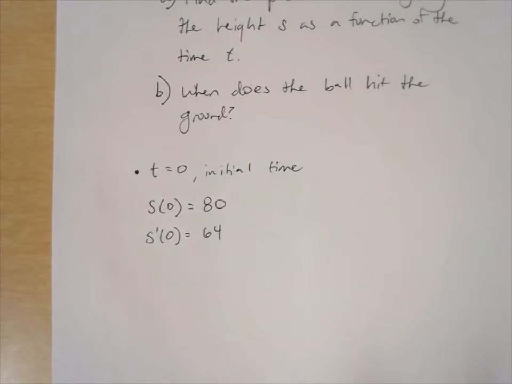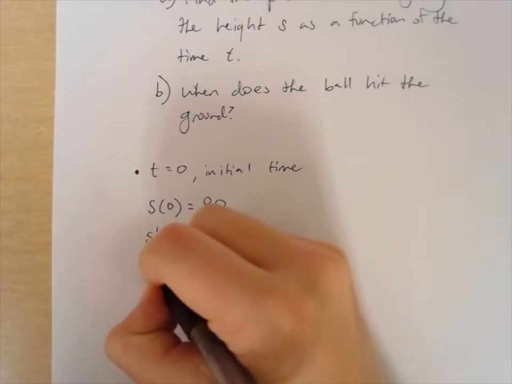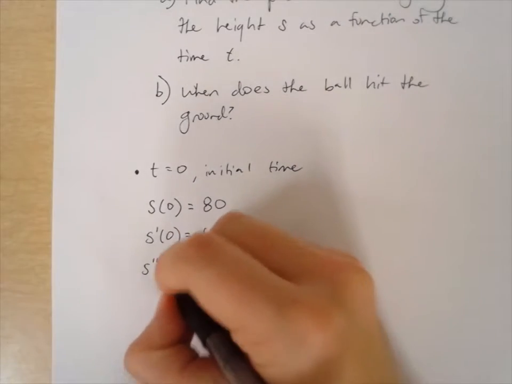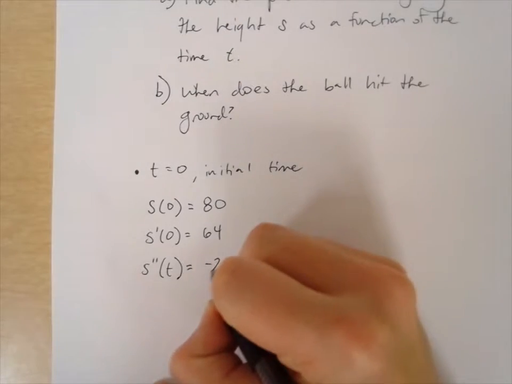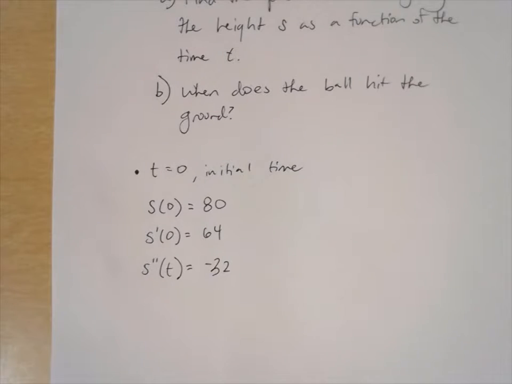And we know one more thing because we live on the planet Earth. We know that our acceleration is the second derivative of your position function, so s double prime. Our acceleration is always going to be negative 32 feet per second per second. It sounds kind of silly, per second, but that's just what it is on Earth always. That's gravity for you.